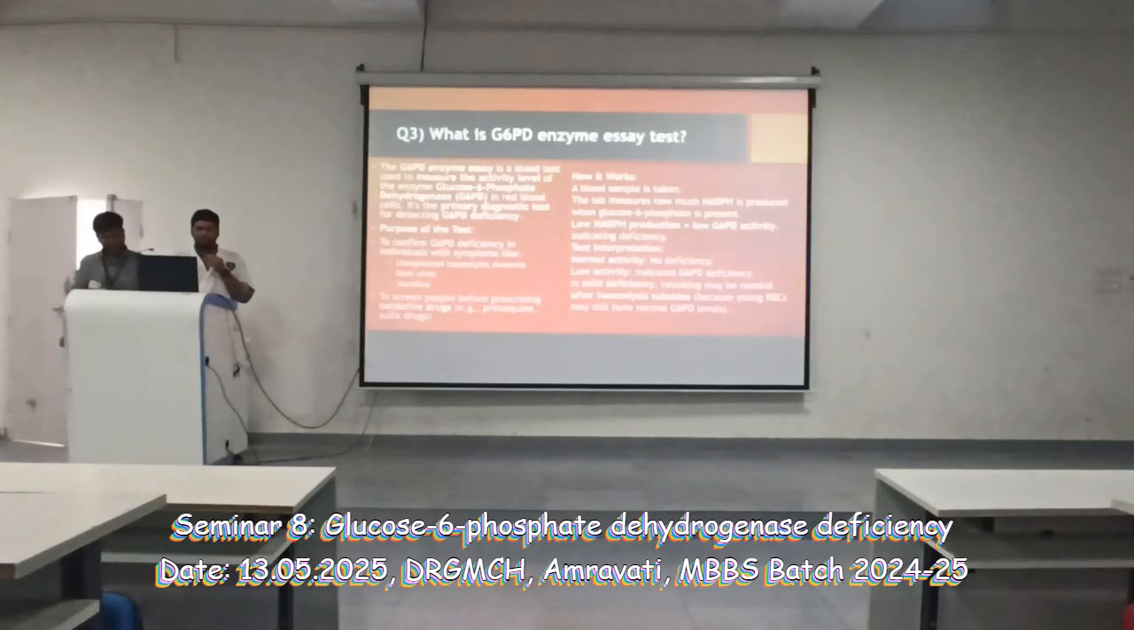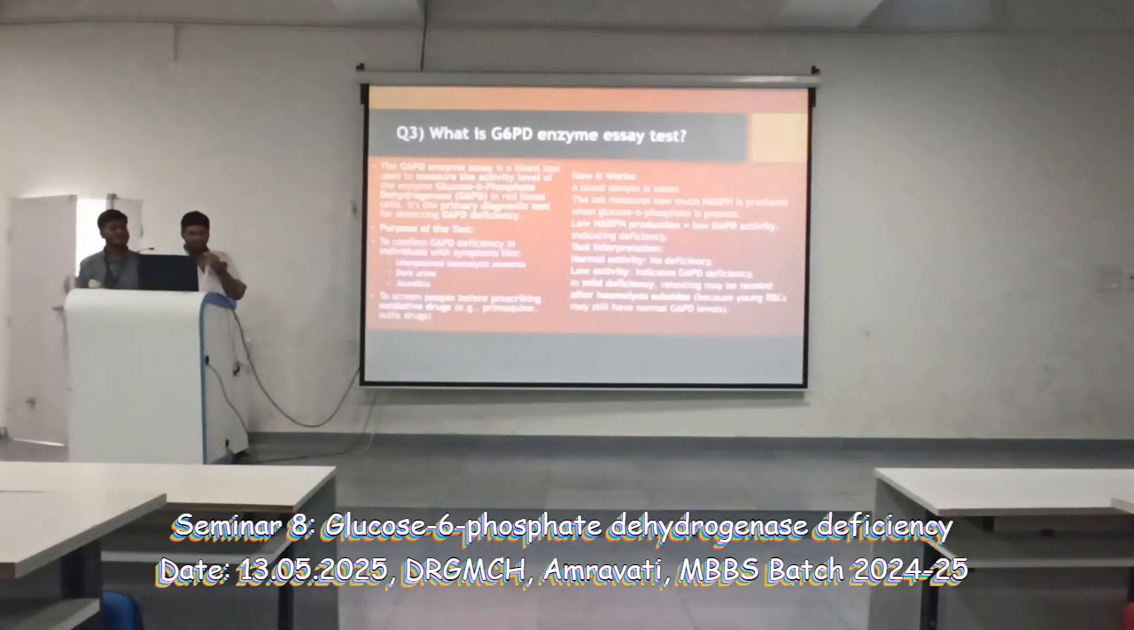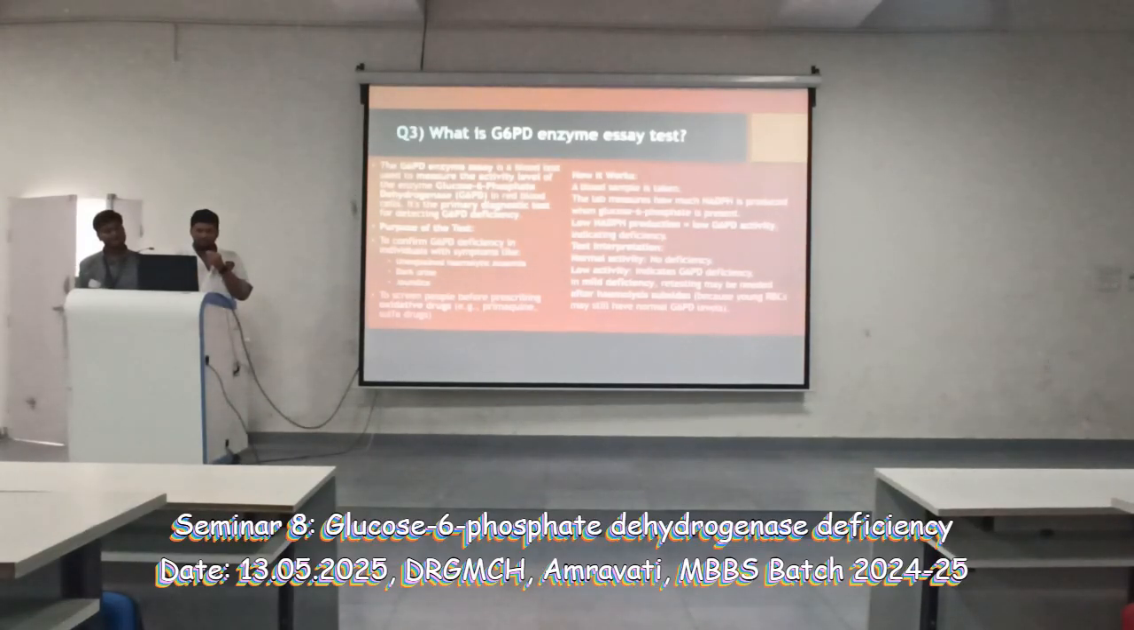How does it work? A blood sample is taken, and a lab measures how much NADPH is produced when glucose-6-phosphate is present. Low NADPH production equals low G6PD activity, indicating deficiency. Test interpretation is simple. Normal activity means no deficiency, and low activity means G6PD deficient. In mild deficiency, retesting may be needed after hemolysis subsides because young RBCs may still have normal G6PD levels.